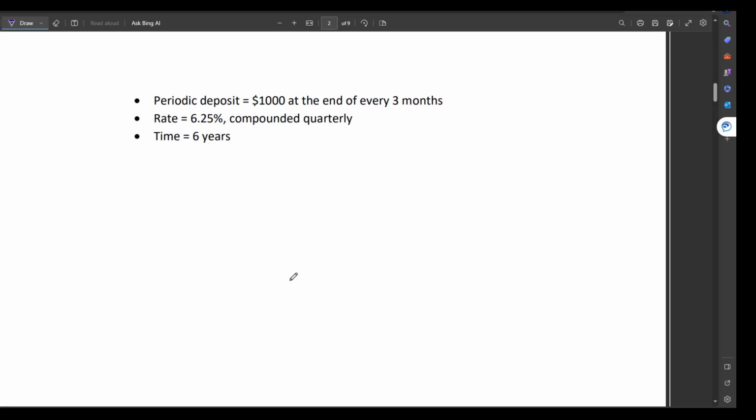All right, the next one. This is the last one for the future value. The periodic deposit is $1,000 at the end of every 3 months. The interest rate is 6.25% and it's compounded quarterly. We're going to do this for 6 years. So don't let this confuse you. They say at the end of every 3 months. That is the same as every quarter, because every quarter or every season has 3 months. So don't let them trick you. N equals 4 because there are 4 quarters in the year.